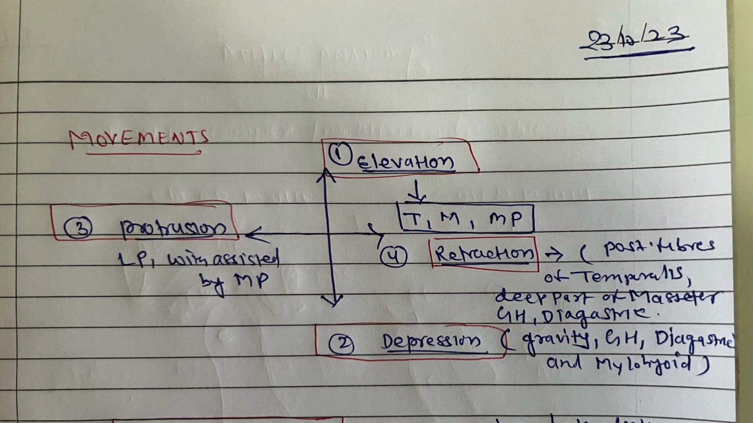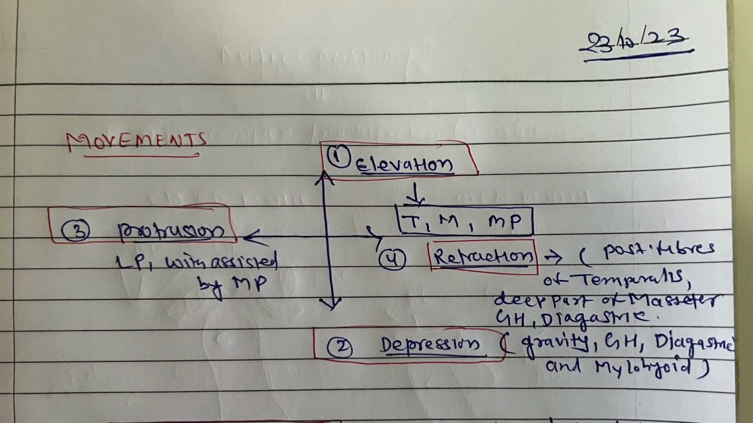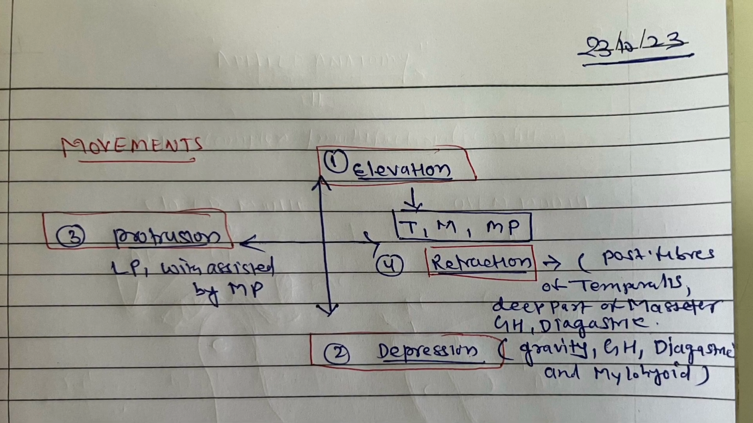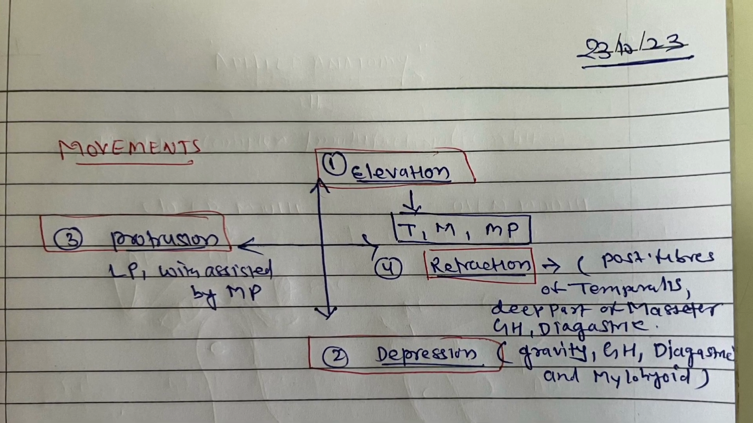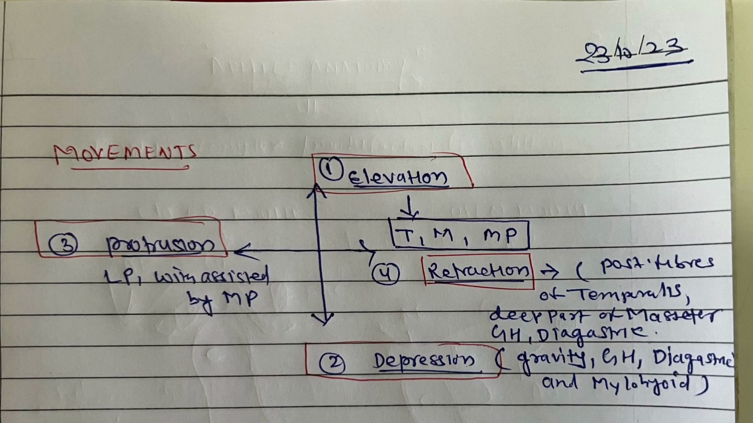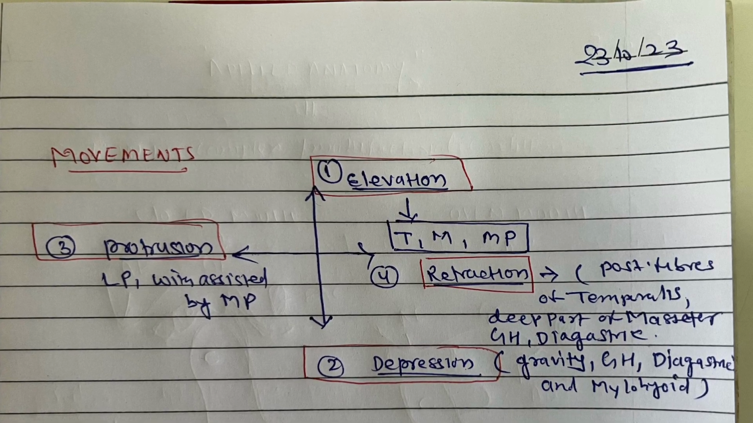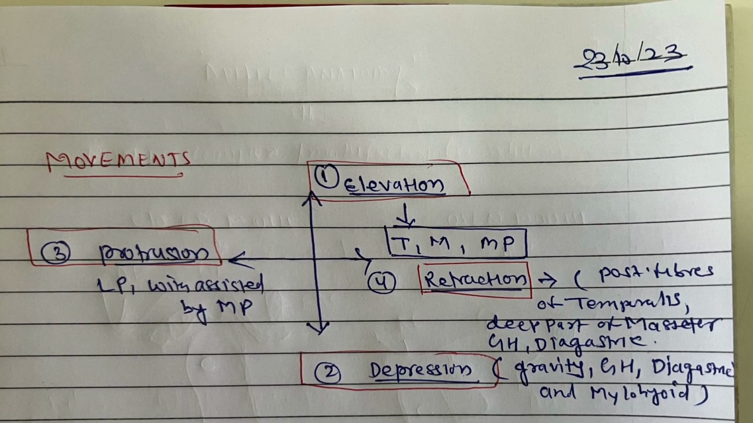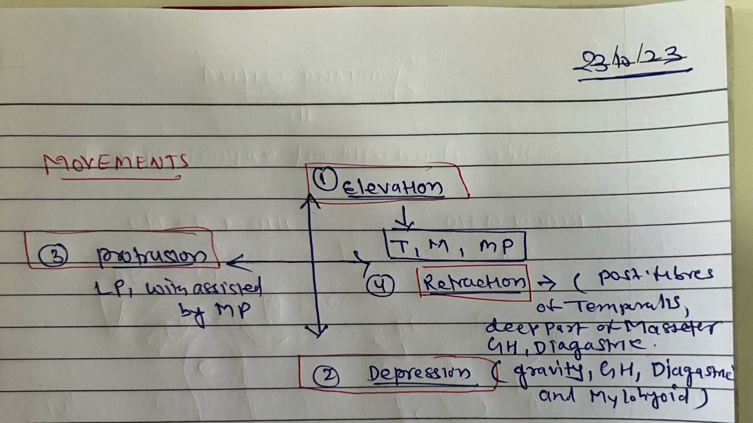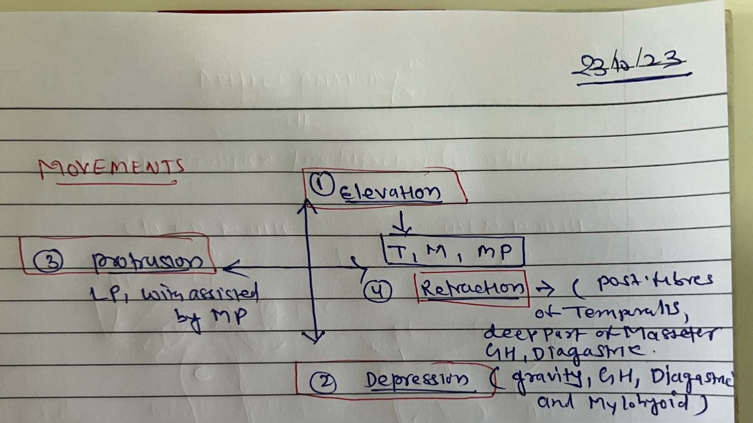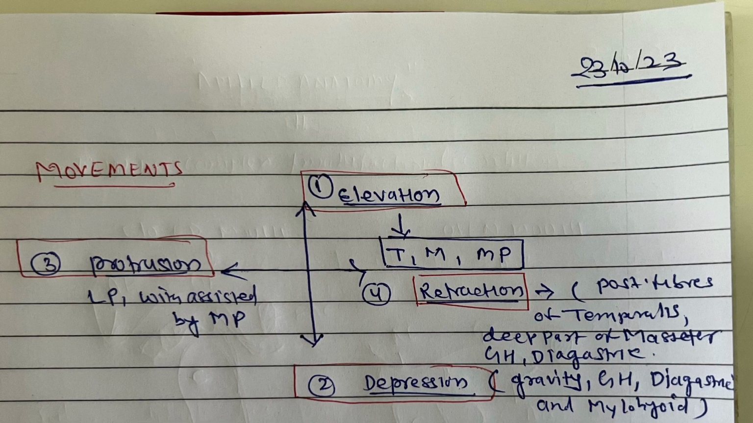Now, movements of the TM joint. Elevation is by the temporalis muscle, masseter muscle, and medial pterygoid muscle. Depression is mainly by gravity, geniohyoid, anterior belly of digastric, and mylohyoid muscle. Protrusion is mainly by the lateral pterygoid muscle, assisted by the medial pterygoid. So protrusion is mainly by the medial and lateral pterygoid muscles.